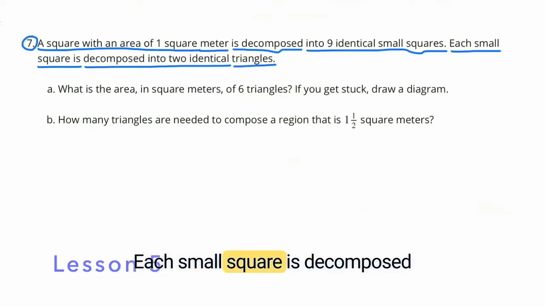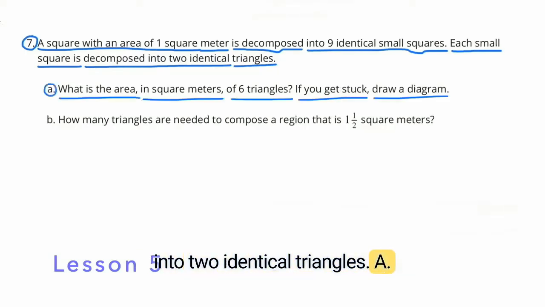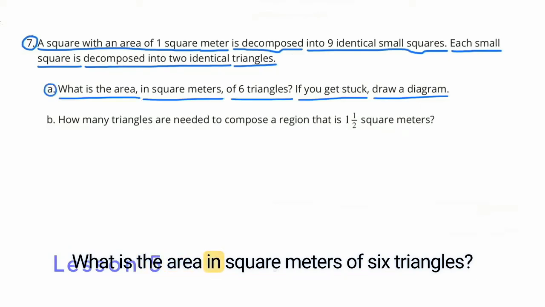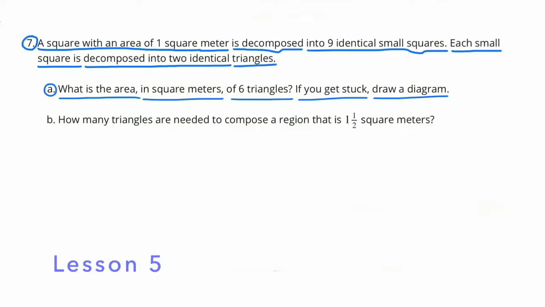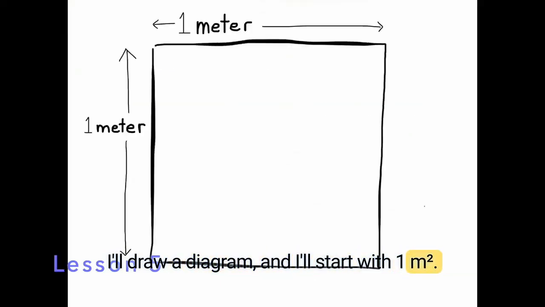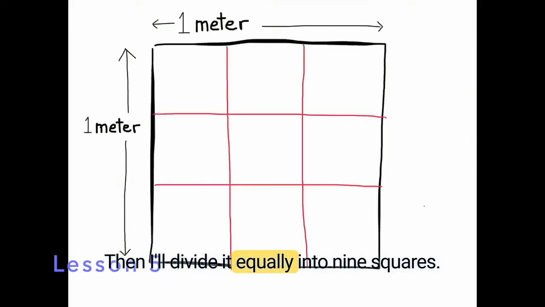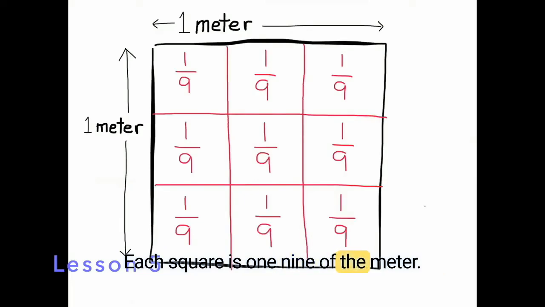Each small square is decomposed into 2 identical triangles. A. What is the area in square meters of 6 triangles? If you get stuck, draw a diagram. I'll draw a diagram, and I'll start with 1 square meter. Then I'll divide it equally into 9 squares. Each square is 1/9 of the meter.